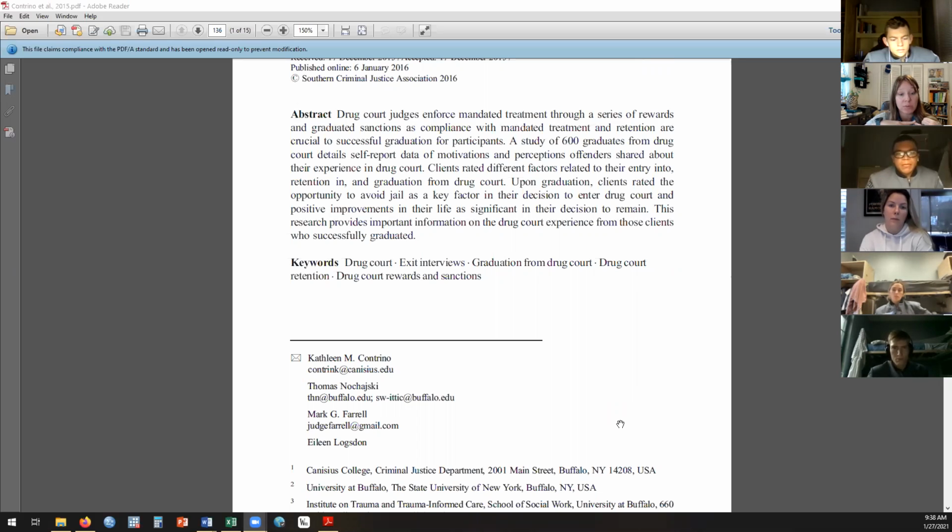What about our results? Do we see results in here? Upon graduation, clients rated the opportunity to avoid jail as a key factor in the decision to enter drug court, and positive improvements in their life as significant in their decision to remain. Very good. So that may not seem like a really important result, but it is. So think about it this way. If you were in a town that was tasking you with creating your own drug court, right?